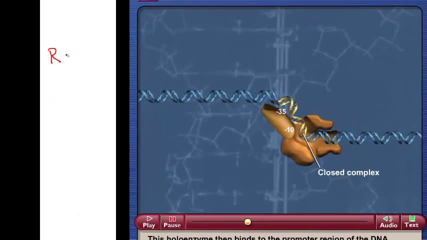RNA polymerase, using the sigma factor, is going to bind to the promoter DNA to form a complex called RPC, meaning closed complex.